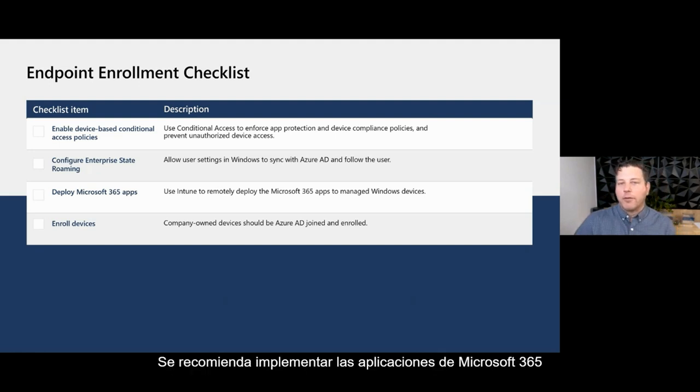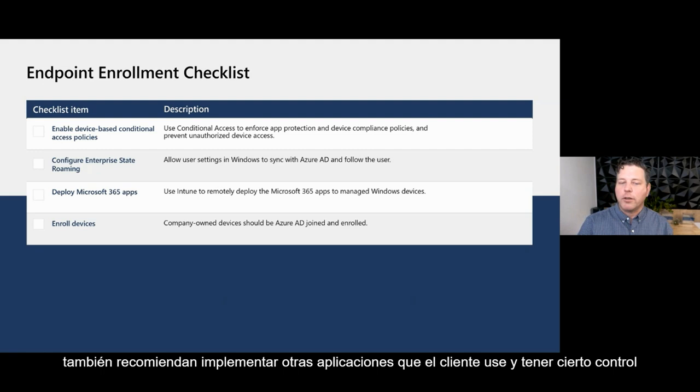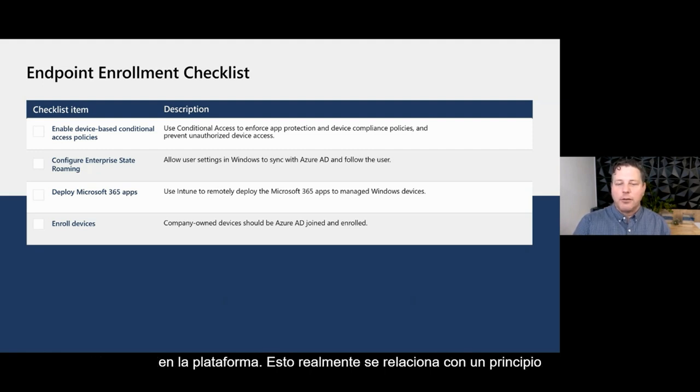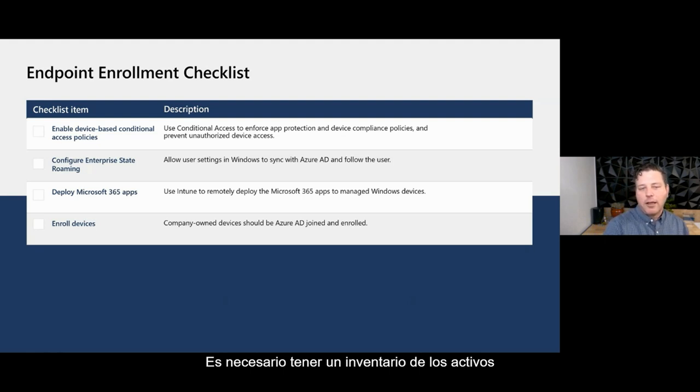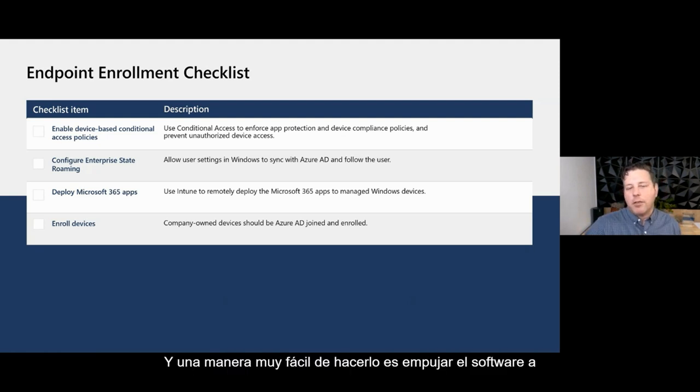We recommend deploying the Microsoft 365 apps at a minimum. It's a very easy thing to do in Microsoft Endpoint Manager or Intune. Also recommend deploying other apps the customer uses and having some control in the platform. This really ties to a key tenet, a very basic tenet of the CIS critical cybersecurity controls. You need to have an inventory of the software assets, and then the next step is to have control of the software assets. And one very easy way to do that is push the software to the users instead of letting them install it themselves.